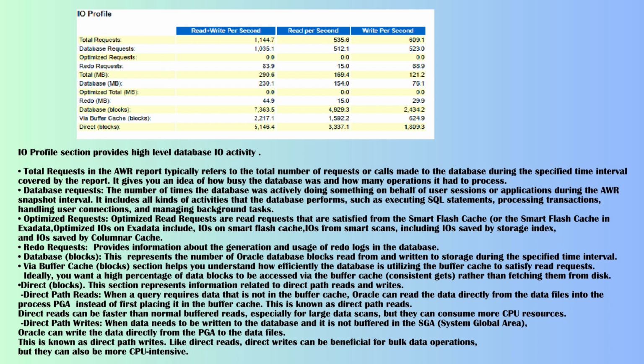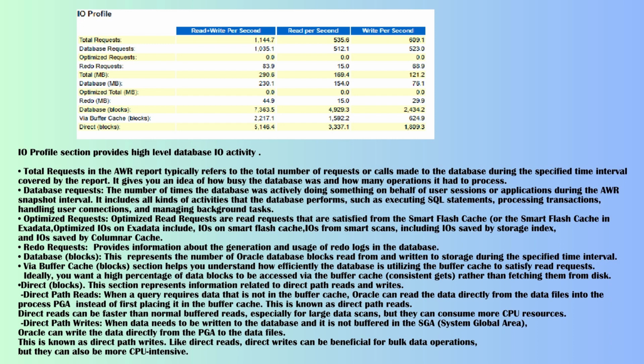Database requests: the number of times the database was actively doing something on behalf of user sessions or applications during the AWR snapshot interval. It includes all kinds of activities that the database performs, such as executing SQL statements, processing transactions, handling user connections, and managing background tasks.